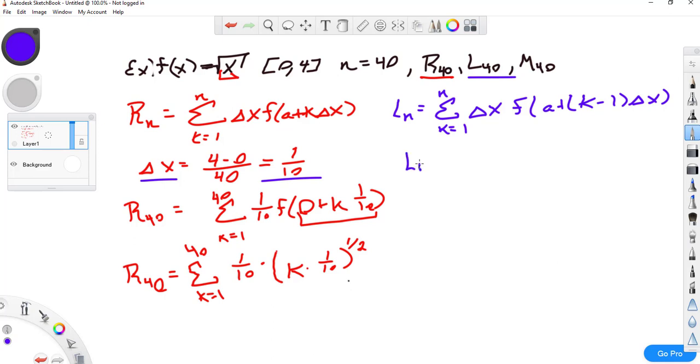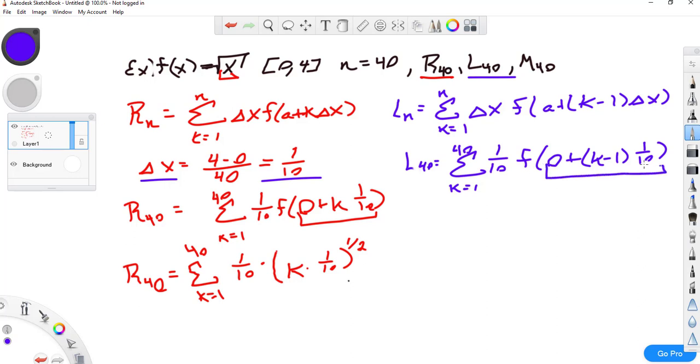Our a is still going to be 0. So L sub n then is going to be the sum from k equals 1 to 40. Sorry, I should have changed this. That should be 40. That's going to be, well, our delta x is still 1/10 times f of, our a is still 0, plus k minus 1 times delta x, which is 1/10. Now again, f of all of this stuff, that's going to get plugged in for my x right here. It's going to get plugged into there.